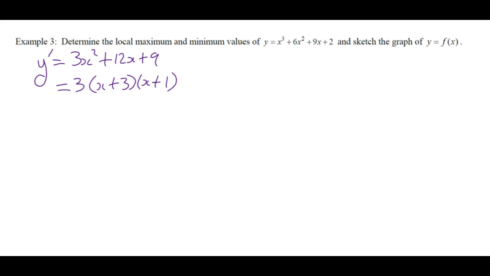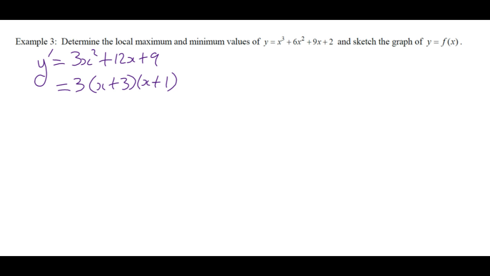Determine the local maximum and minimum values of y equals x cubed plus 6x squared plus 9x plus 2 and sketch the graph of y equals f of x. For that, okay, this is actually example 2a, right? We did that. So we know that y prime was 3x squared plus 12x plus 9. So that's 3, and what do we say? x plus 3, x plus 1.